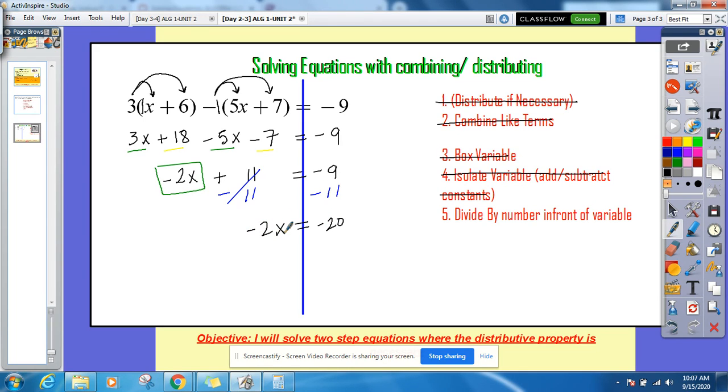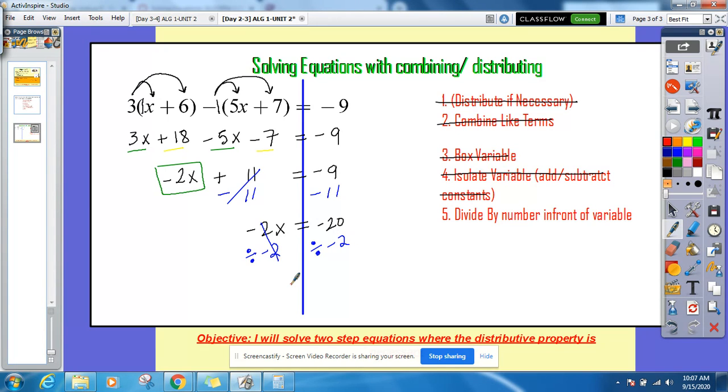And we're on the last step. We just need to divide by the number in front of the variable. So I'm going to divide by this negative 2. We have to be real careful. There's a lot of negatives here. But as long as we use our calculator, we should have no problem, right? So negative 2 divided by negative 2 should cancel out to 1.